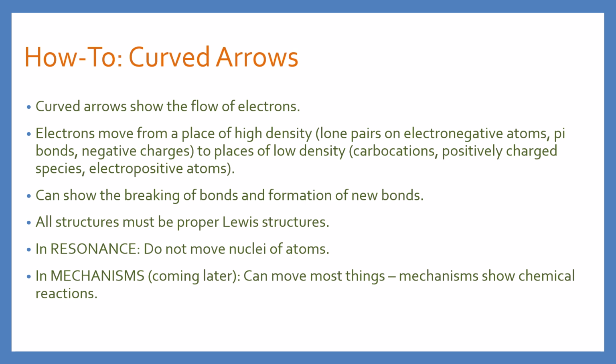When you are drawing out mechanisms and using curved arrows, you can actually move a lot of things. Mechanisms show chemical reactions and they show chemical transformations. So you actually have to break sigma bonds and move the nuclei of atoms around in order to show that.